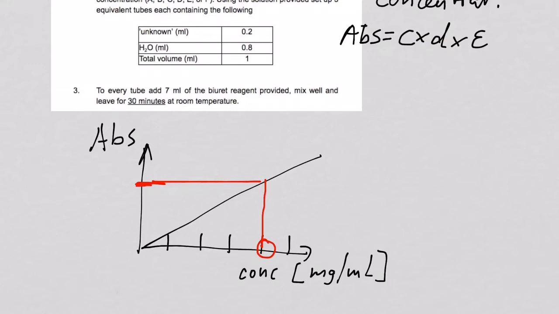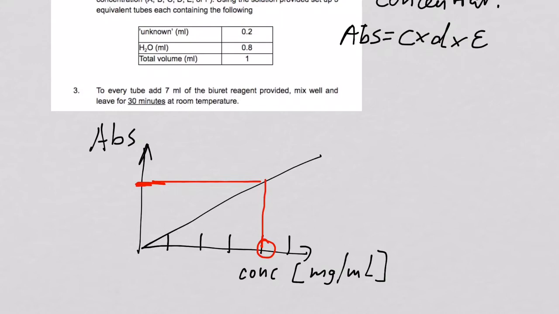So, this experiment is made up of 2 bits. First, you need to generate your standard curve. And the second part is, if your standard line is a nice straight line, then you can use that to measure the unknown concentration.